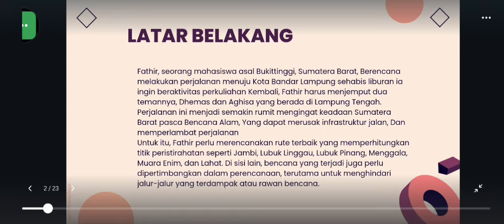This journey becomes even more complicated considering the condition of West Sumatra following a natural disaster, which could damage road infrastructure and slow down travel. For this reason, Fathir needs to plan the best route, taking into account rest points such as Jambi, Lubuk Linggau, Lubuk Pinang, Manggala, Muara Enim, and Lahat.